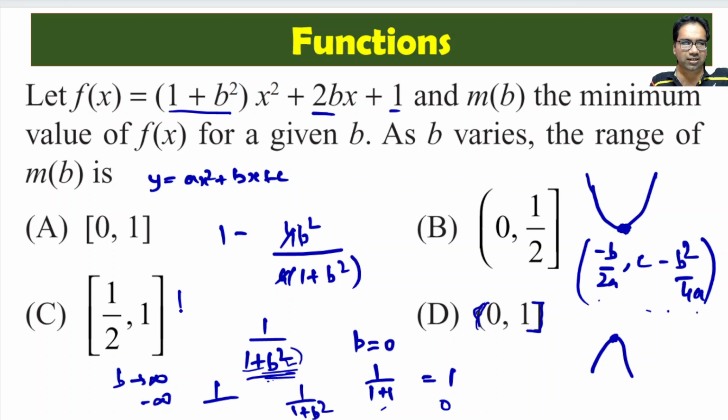Obviously, 1 can never be greater than 1 + b², right? 1 + b² is always greater than the numerator. The denominator is b² more than 1, and b² is always positive. So the denominator is always greater than or equal to the numerator. It is equal to the numerator when b is 0, otherwise it is always greater. So the range of the minimum value of this function, 1/(1 + b²), is that the minimum is 0 and the maximum is 1, where 1 is a closed bracket and 0 is an open bracket. Right, guys?